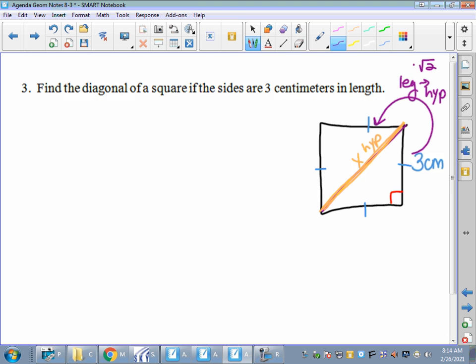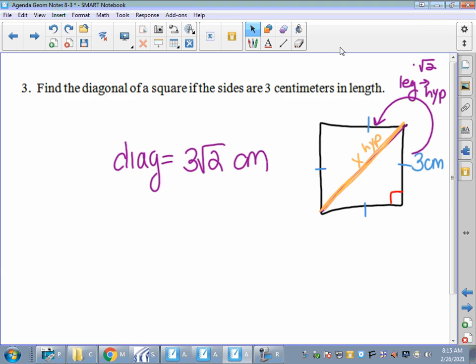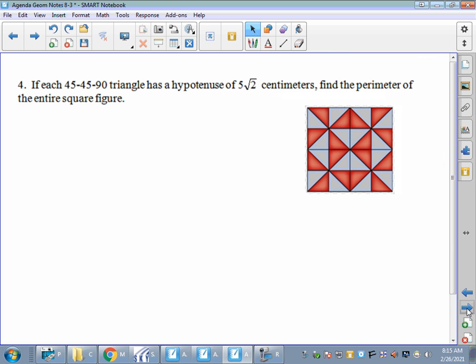I like the multiplying by square root of 2, so we could say that the diagonal is equal to 3 times the square root of 2. And if we're going to be technical, we'll put centimeters on that. It looked complicated, but it turns out to not be all that bad. All right, so let's skip this one.